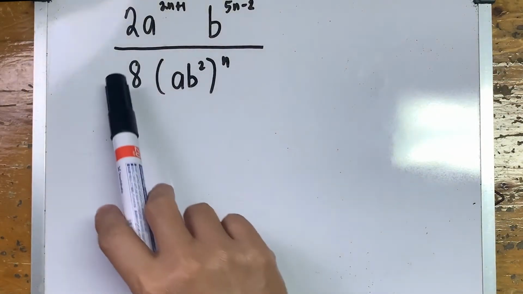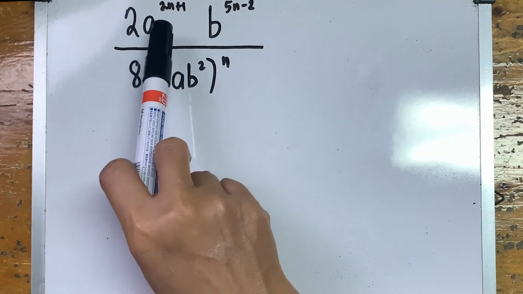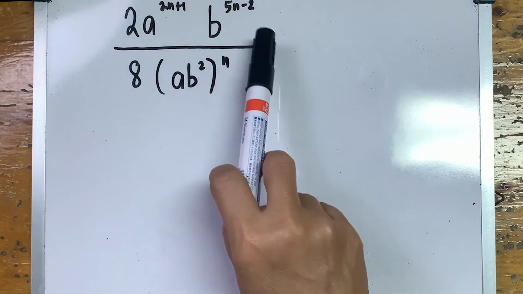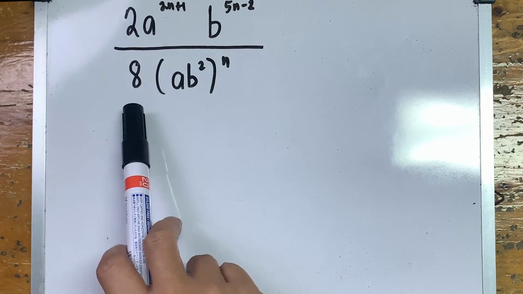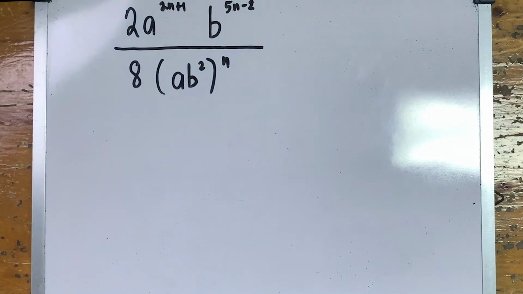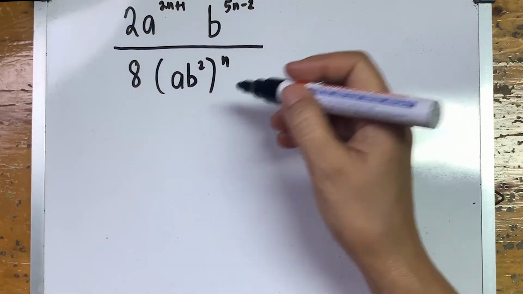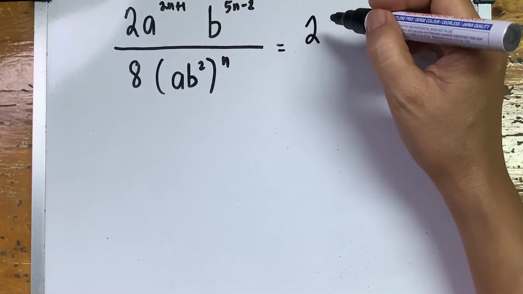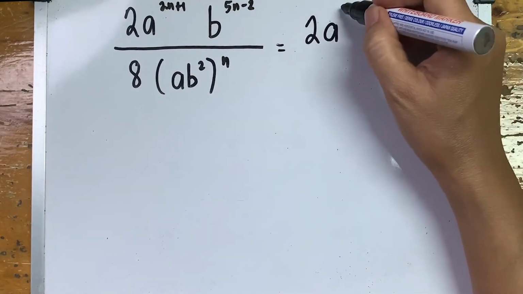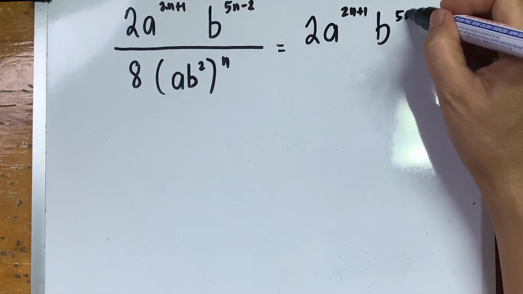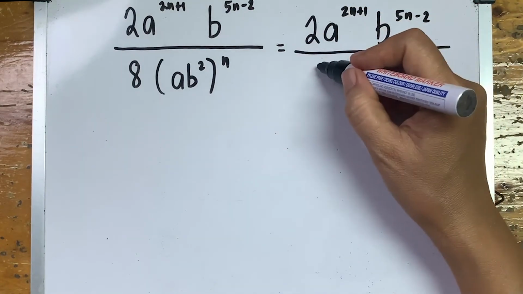This one, 2 times a raised to 2n plus 1 multiplied by b raised to 5n minus 2, this one divided by 8 times the quantity ab squared raised to n. Okay, so first let's work on the one with the power rule. The one here in the denominator. So this one will give us 2. Again, we'll just have to copy the numerator. So 2a raised to 2n plus 1 times b raised to 5n minus 2 all over 8.